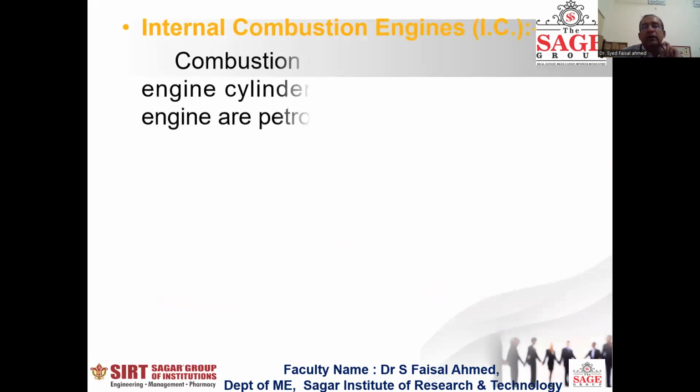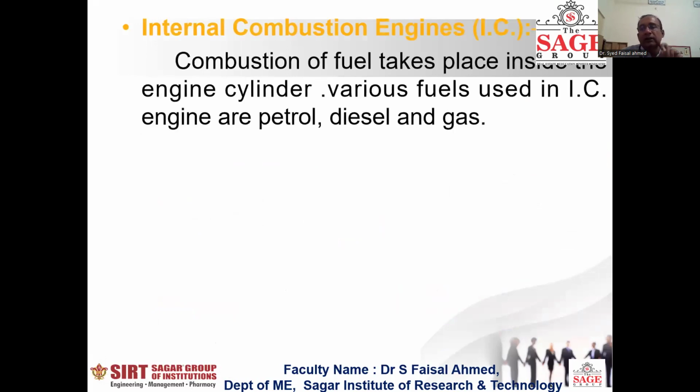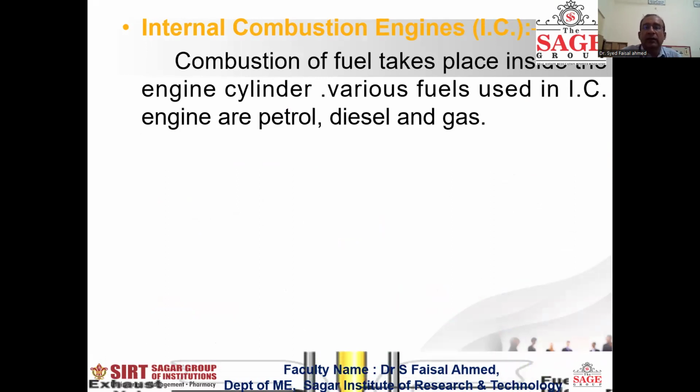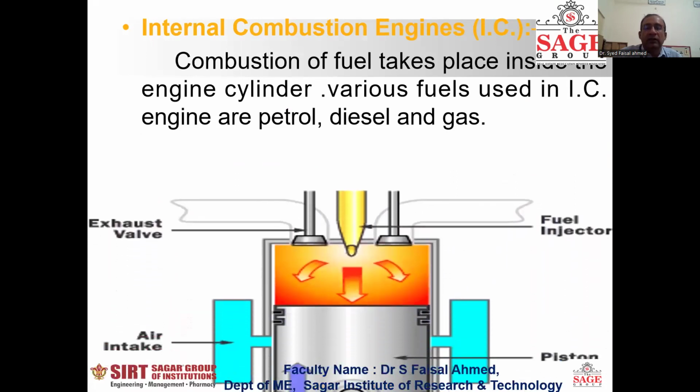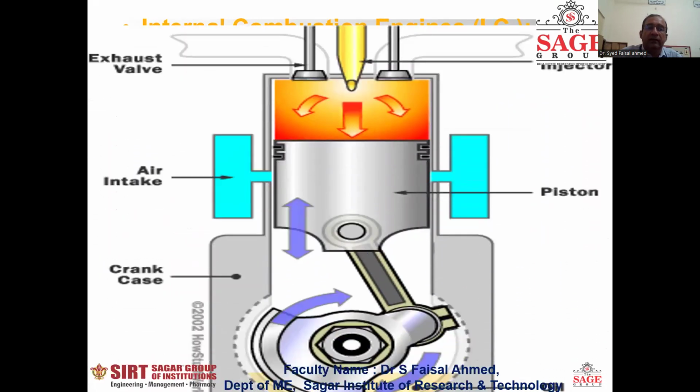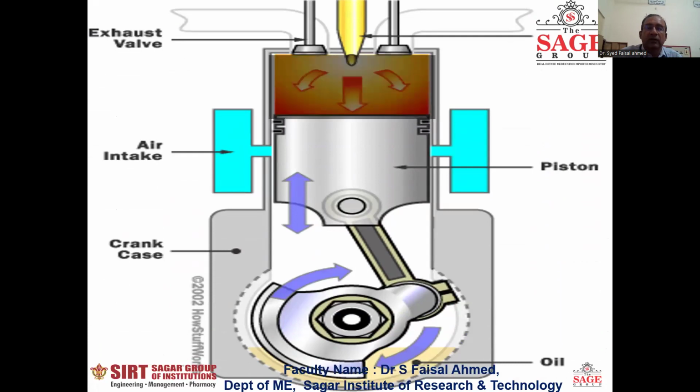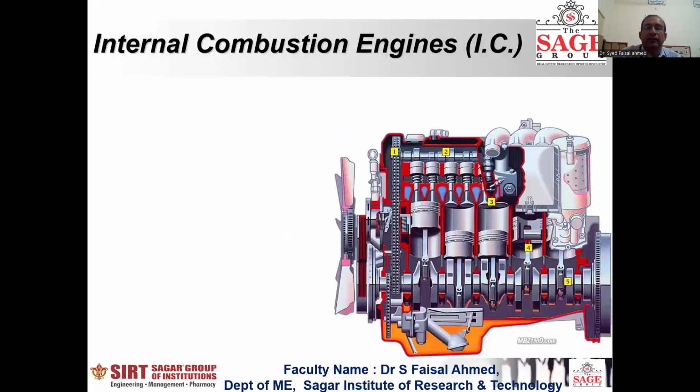Then we have the internal combustion engine, where the combustion takes place inside the engine cylinder. Various fuels are used in this. These are petrol, diesel, and gas. And you can see here how it is happening. There is an exhaust valve, the sparking takes place, and the piston is moving up and down. There is a crankcase, and the piston you can see here.